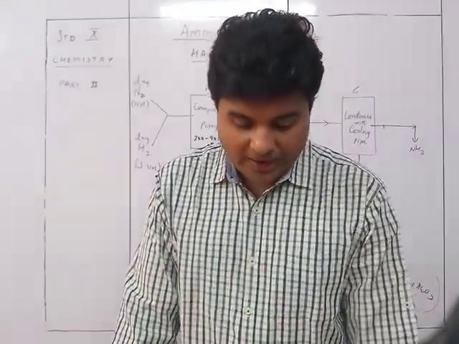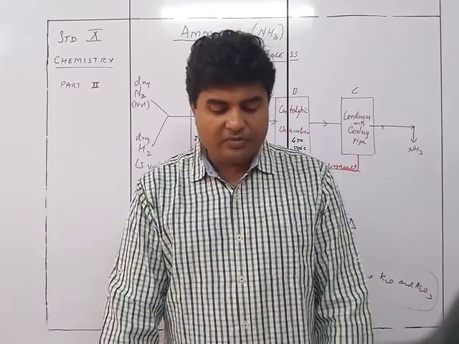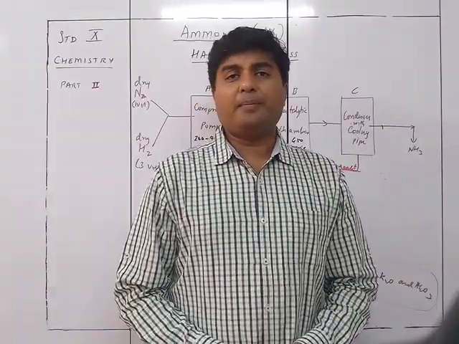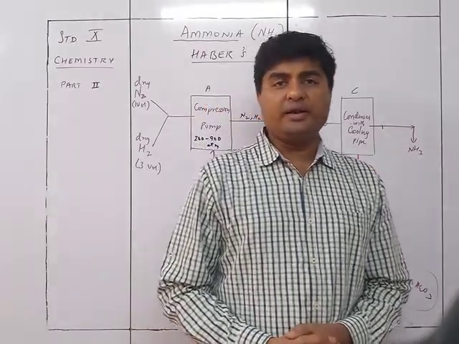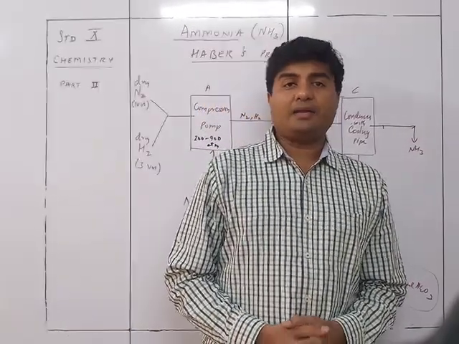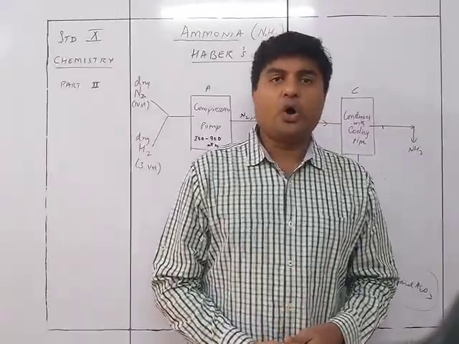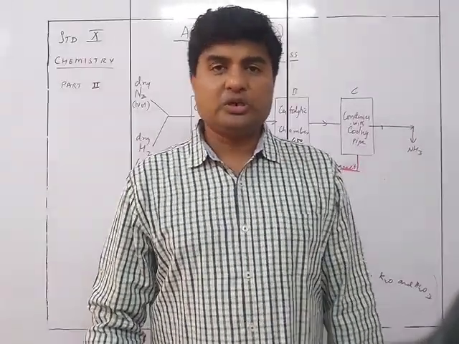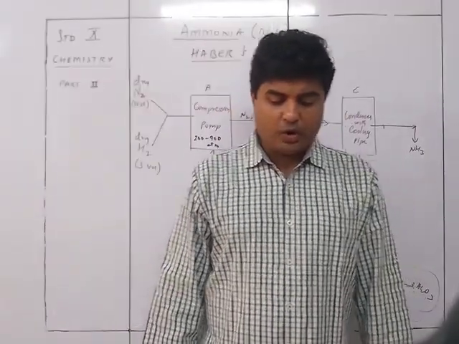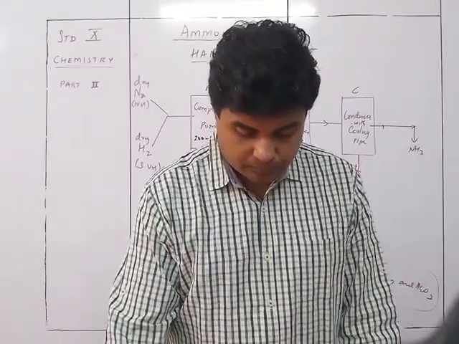However, if the pressure is too high, the production plant may not withstand the pressure, hence the optimum pressure of 200 to 900 atmosphere is used. So yes, the higher the pressure, the higher the yield, but if the pressure is too high, there are chances of the plant, that is the equipment, not being able to withstand that much pressure and creating problems. So that's why we keep an optimum pressure of 200 to 900 atmosphere.